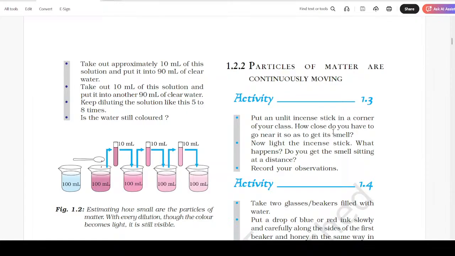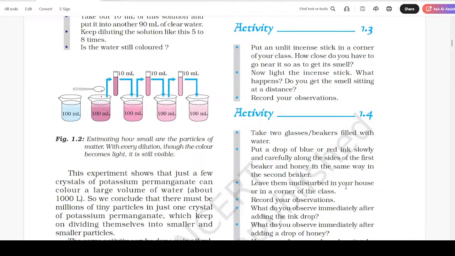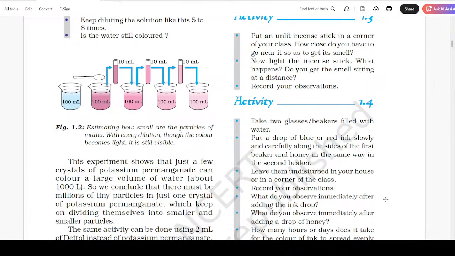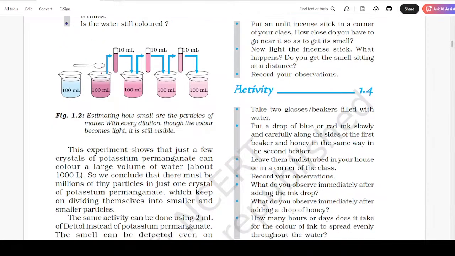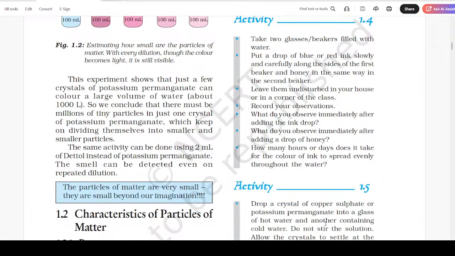Record your observation. Activity 1.4. Take two glass beakers filled with water. Put a drop of blue or red ink slowly and carefully along the sides of the first beaker, and honey in the same way in the second beaker. Leave them undisturbed in your house or in a corner of the class. Record your observations. What do you observe immediately after adding the ink drop? What do you observe immediately after adding a drop of honey? How many hours or days does it take for the color of ink to spread evenly throughout the water?